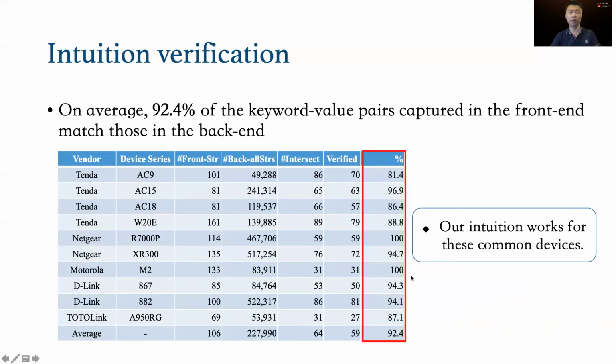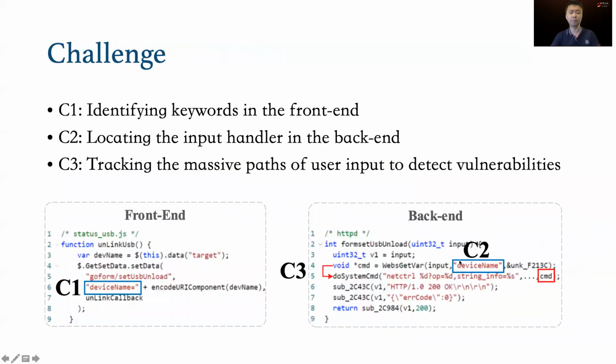So we need to verify our intuition on normal IoT devices. We inspect 10 routers from the 5 windows to check whether the front end and the back end use common keywords to represent the user input. As listed in this table, on average, 92.4% of the keyword value pairs captured in the front end match those in the back end. So it shows that our intuition works for these common devices.